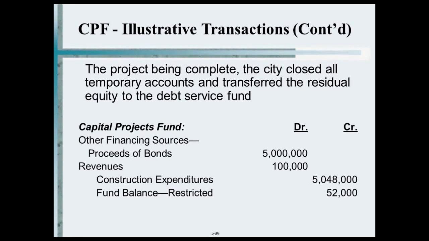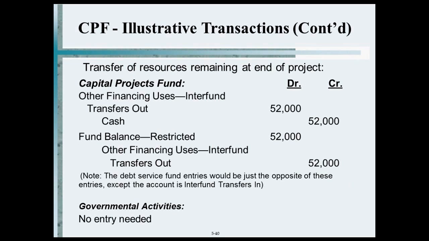And now all the accounts are being closed at the end of the year. You see what happens? The $5 million in revenues, the 100,000 in construction expenditures that they incurred, and there is a fund balance at the end. Notice that after everything was done, they were left with $52,000. So does it stay in the fund? No, they close it out. They transfer the cash to the debt service fund.